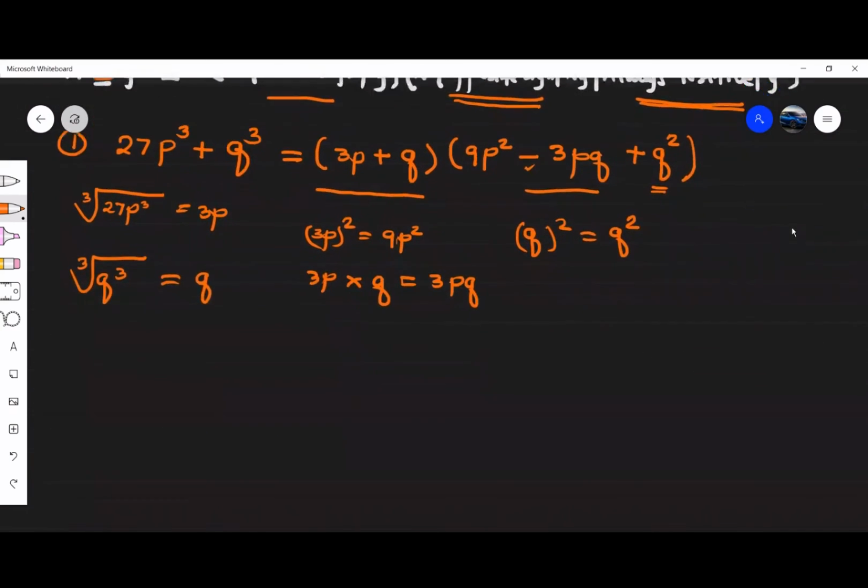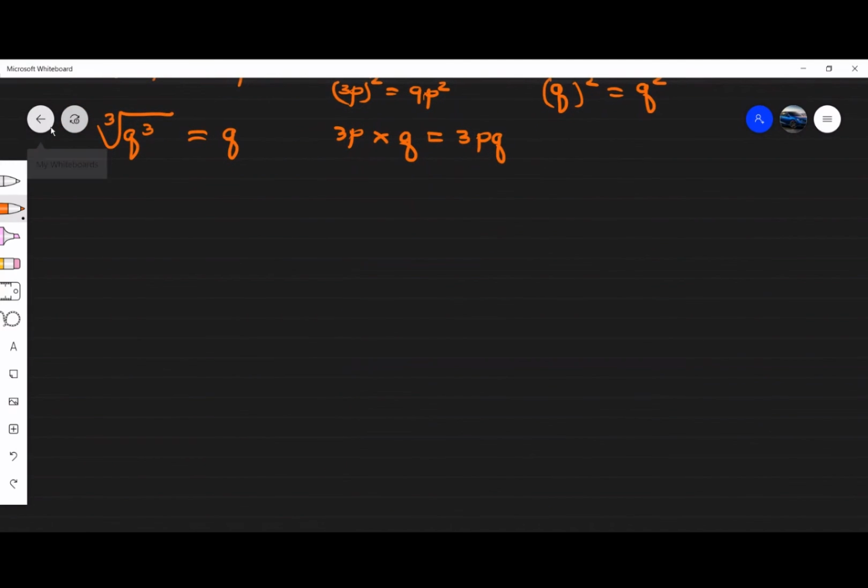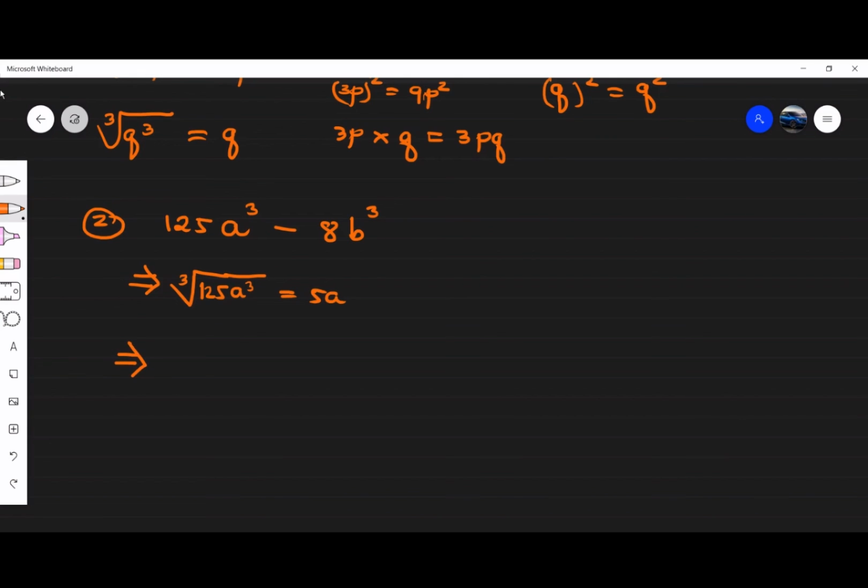Let's have another example. Example number 2. Let's say we have 125a cubed minus 8b cubed. What's the cube root of 125? That's 5 times 5 times 5. So the cube root of 125a cubed is 5a. The cube root of 8b cubed: what number multiplied three times becomes 8? That's 2, since 2 times 2 times 2 is 8. So 2, and the cube root of b cubed is b.